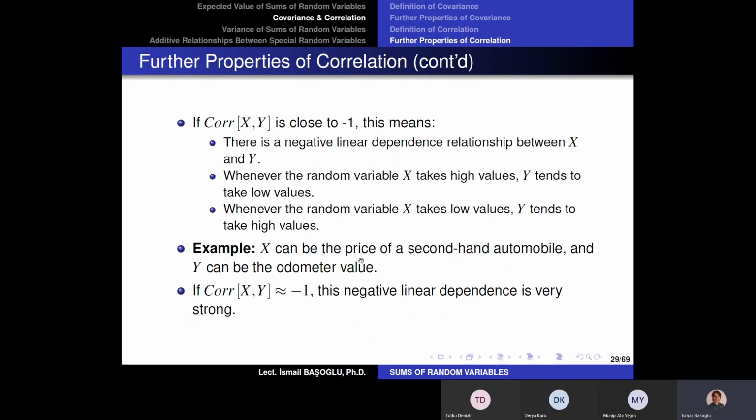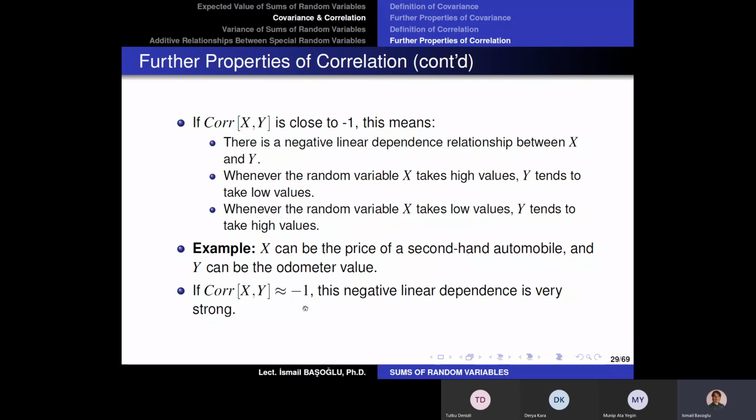For example, if this correlation is very close to -1, we can use the observation on one random variable to predict the other one. For example, if x is the price of a second-hand automobile and y is the odometer value, the correlation between these two values is going to be very close to -1. This negative linear dependence is going to be very strong. So even if you know the odometer value, you cannot exactly predict the price of a second-hand automobile, but your prediction is going to be much more accurate because the dependence is very strong.